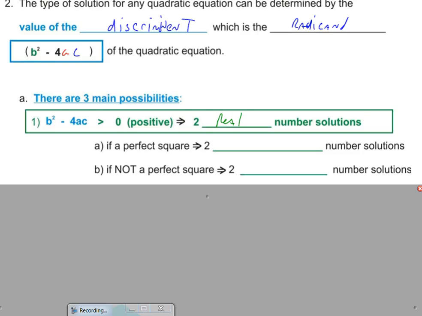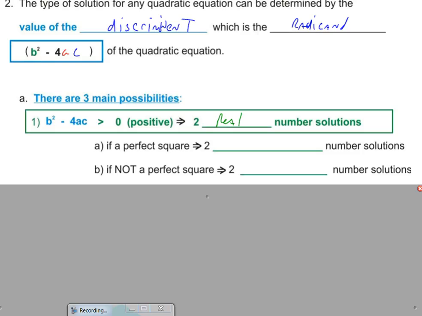And the 2 real numbers can more specifically be these 2 categories. If the b squared minus 4ac is a perfect square, for example, 1. Now remember, this is the radicand, right? What's the square root of 1? 1. So you're able to take the square root and you get rid of that radical. Next one would be 4. Square root of 4 is 2. Next one would be 9. Square root of 9 is 3. Next one would be 16. Square root of 16 is 4. Next one would be 25.